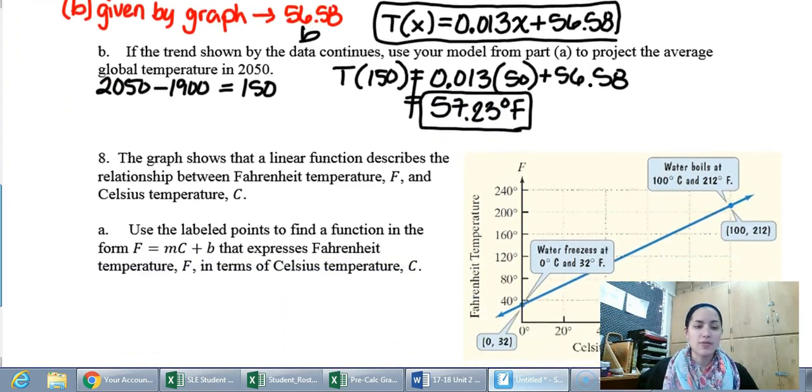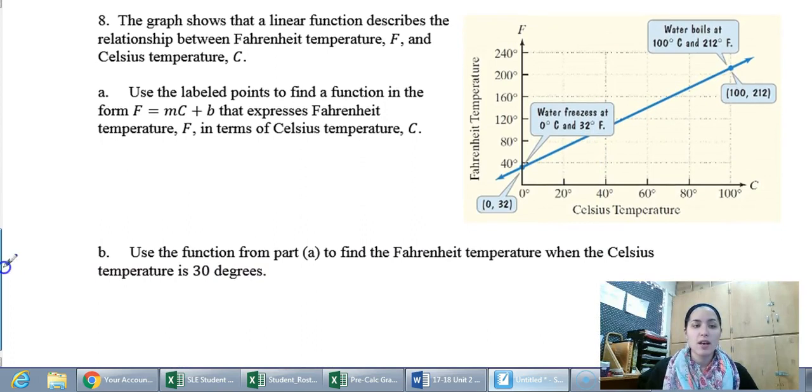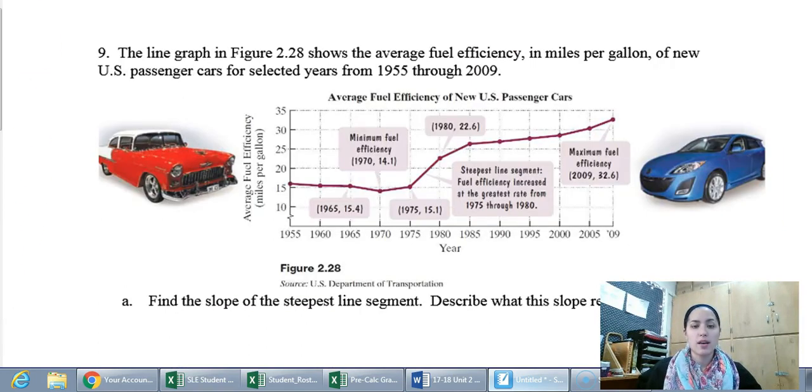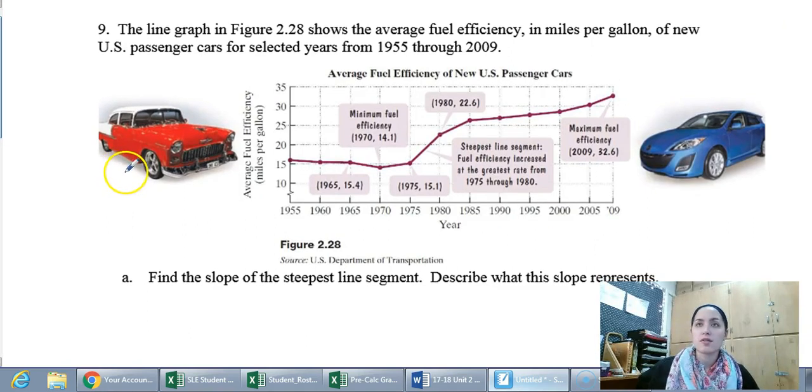Number 8, I will leave for us to discuss in class. If you would like to give that one a shot, that would be great. I would like to touch base on number 9 about cars to wrap up our flipped notes for this evening. Number 9 says, the line graph in figure 2.28 shows the average fuel efficiency, so how efficiently the car uses gasoline, in miles per gallon.